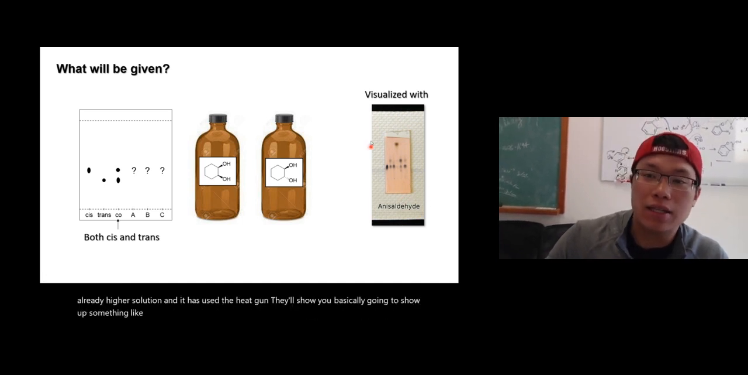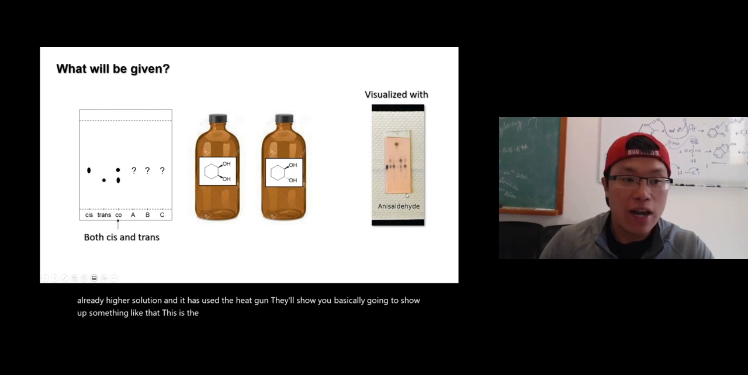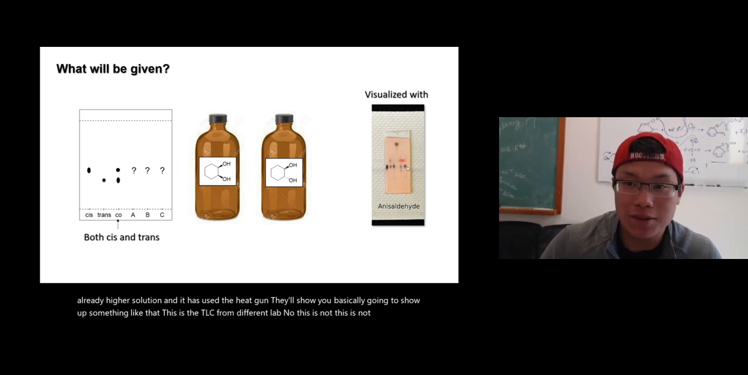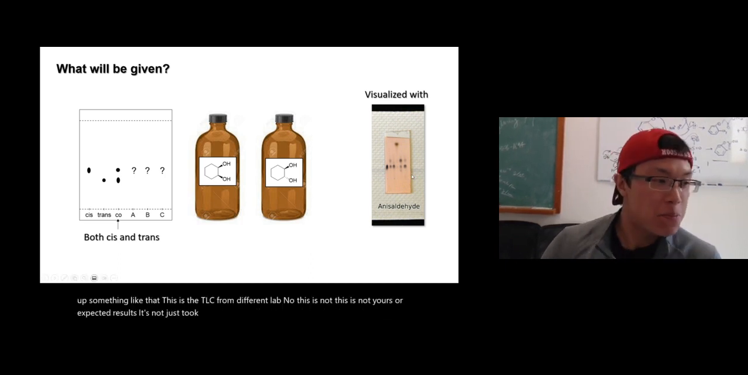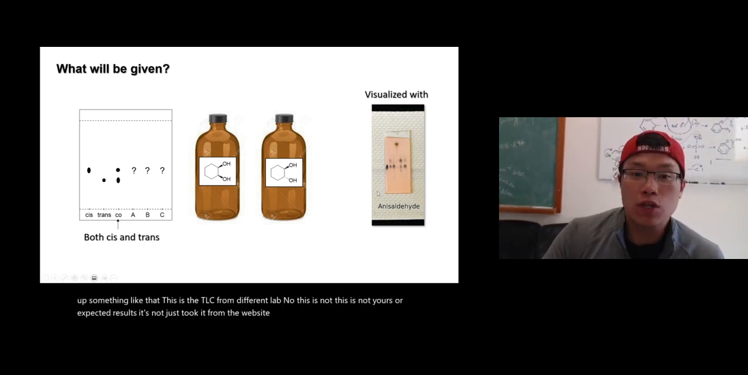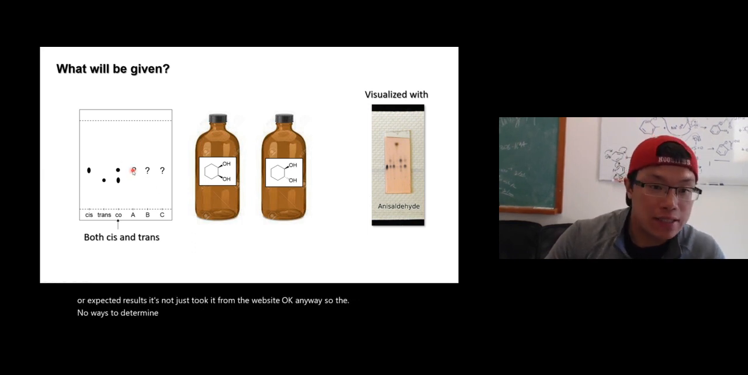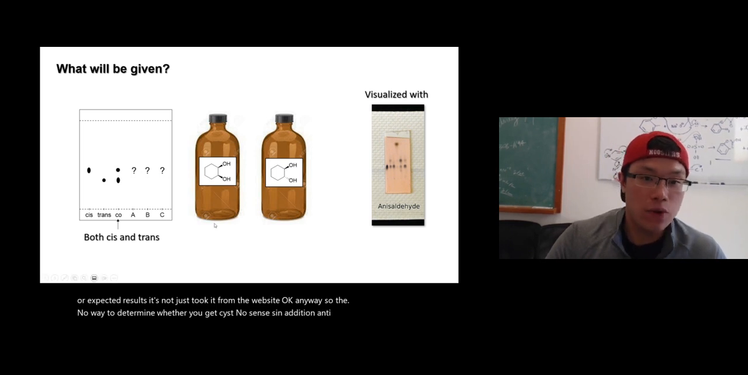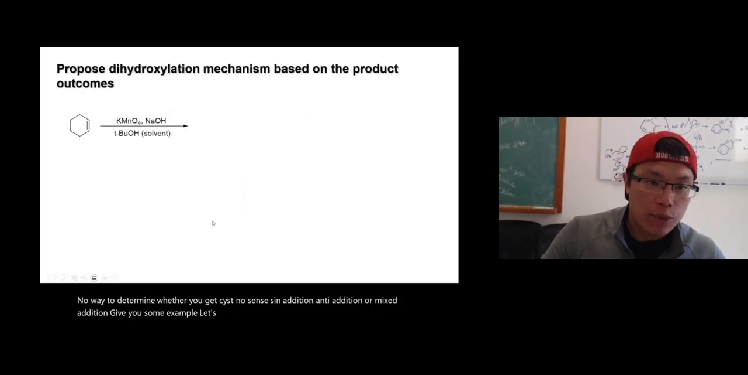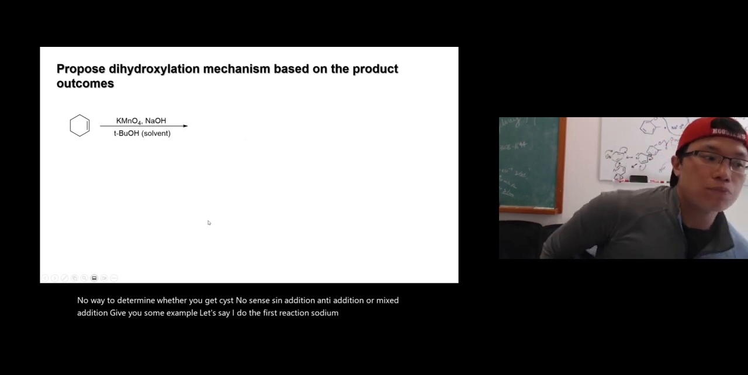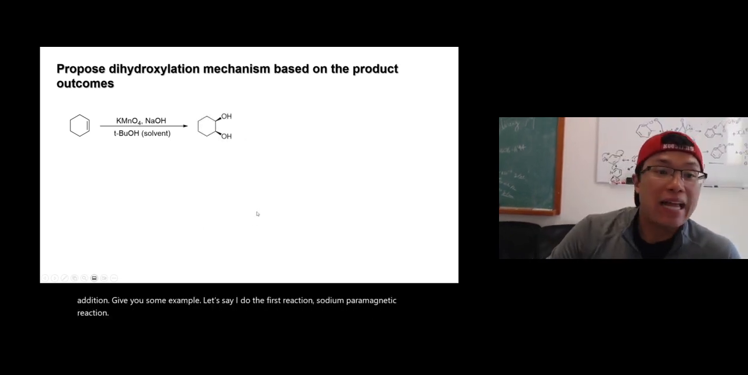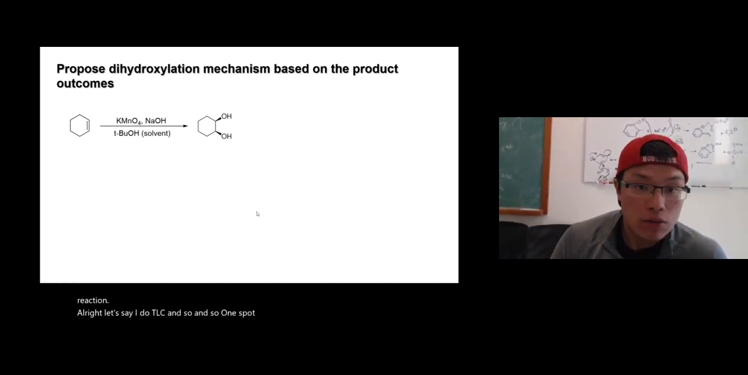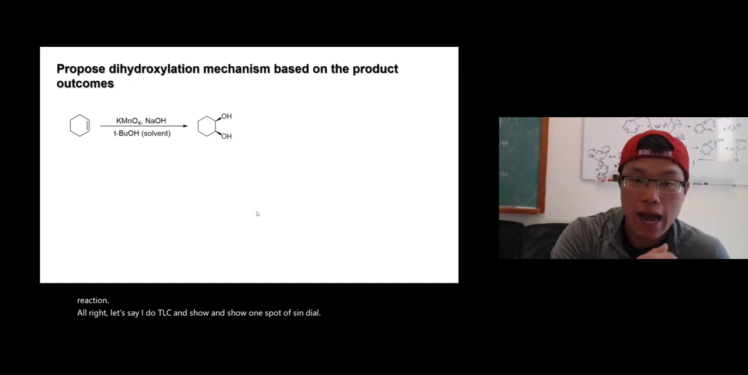Basically, it's gonna show up something like that. Okay. This is a TLC from a different lab. This is not yours or an expected result. I just took it from the website. Anyway, the goal is to determine whether you get syn addition, anti-addition, or mixed addition. Let me give you some examples. Let's say I do the first reaction, the sodium permanganate reaction. Let's say I do TLC and show one spot of syn diol. So this is cis diol.